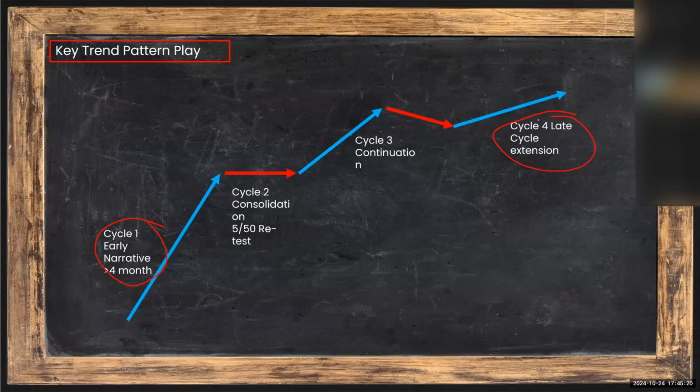That doesn't mean that Nvidia can't keep going up. It just means we're late cycle. The AI has already been reflected in the price, and ultimately to continue higher, we now need to see something significant happen again, a new story being told. Okay, so that's early cycle versus late cycle.